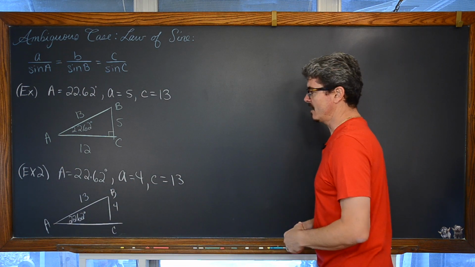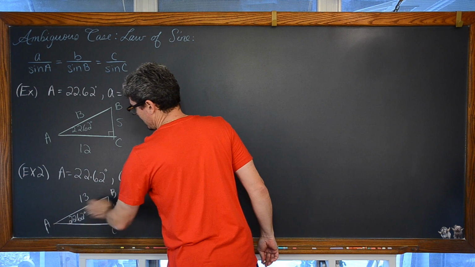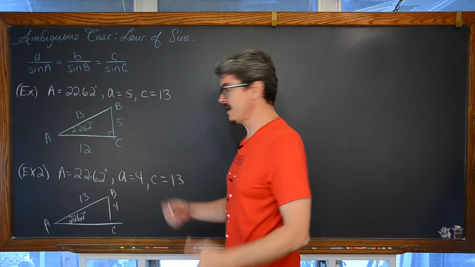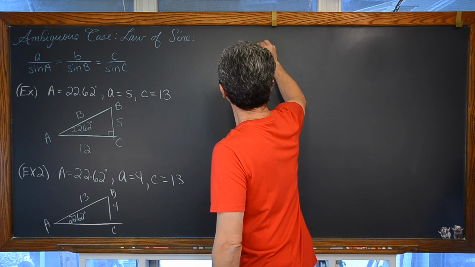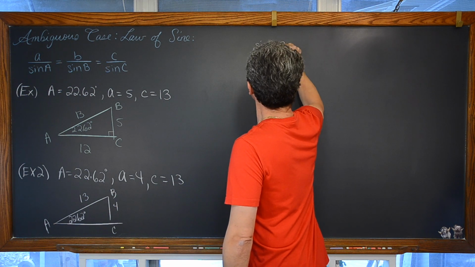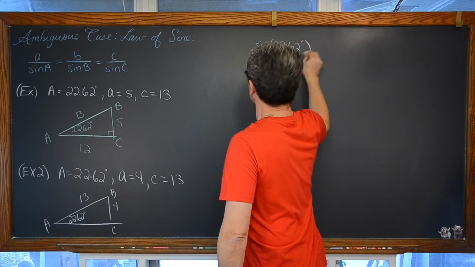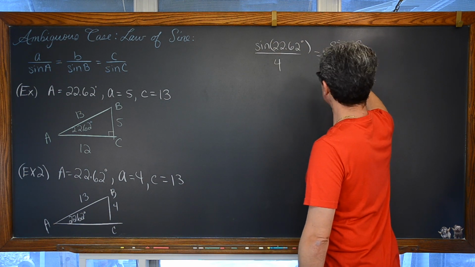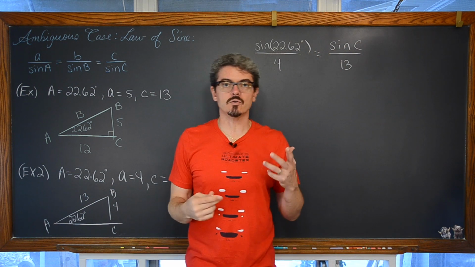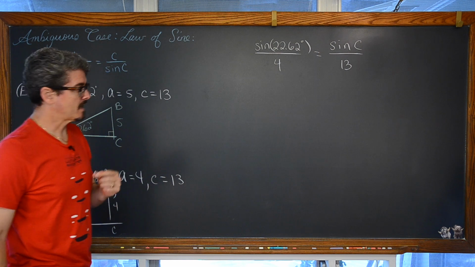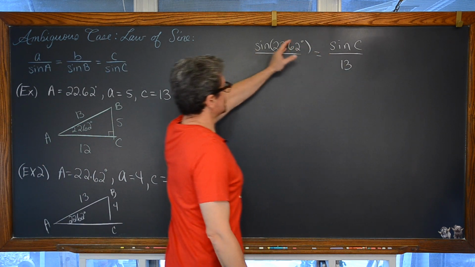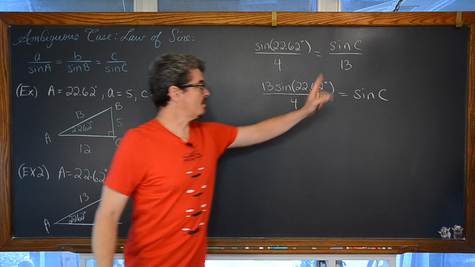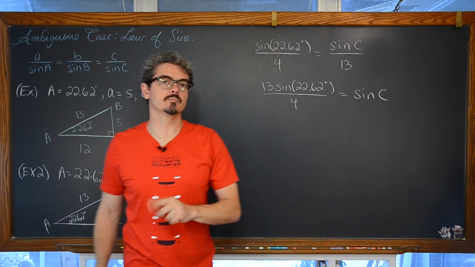But what if you didn't check that ahead of time? What if you just realized, okay, side-side-angle, I know a side and its corresponding or opposite angle, and started working it out? We have that the sine of 22.62 degrees over 4 is equal to the sine of C over 13, and you're going to find angle C first because we're given side C. We're going to multiply both sides by 13. Then to solve for angle C, we're going to apply the inverse sine function to both sides of the equation.